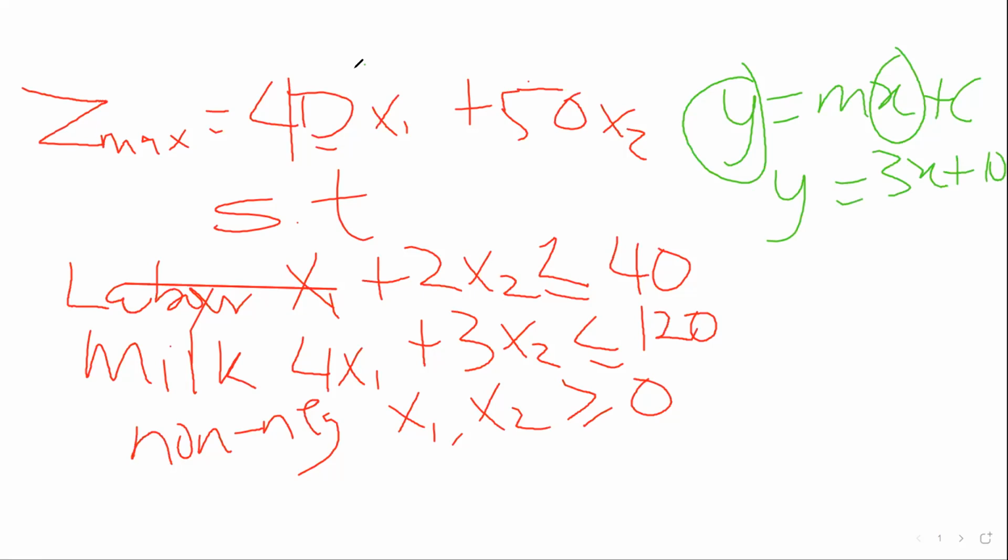So you're going to use the same principle to plot x1 and x2. The first one, we are going to write it as x1 plus 2x2 equal to 40 to show the limitation. Now, this is an equation of a line. So how do you plot an equation of a line?